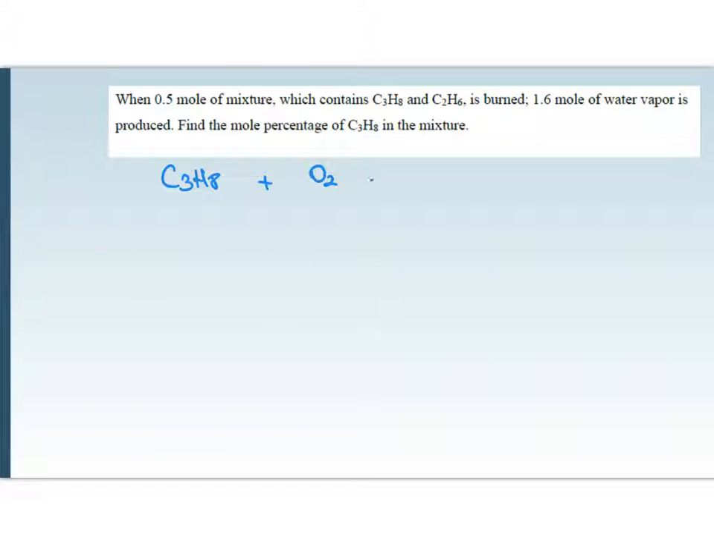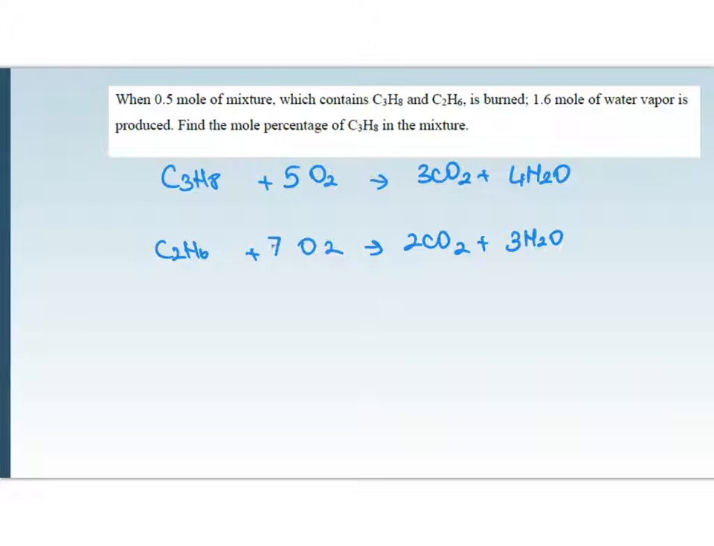plus oxygen will give you 3 carbon dioxide and 4 water molecule. So you should put 5 in front of oxygen. Now comes the ethane. Ethane, again burnt with oxygen. You have 2 carbon dioxide and 3 water, and I'm going to put 7/2 in front of the oxygen. Now the mixture is 0.5. So if this is X moles of propane, this is going to be 0.5 minus X.